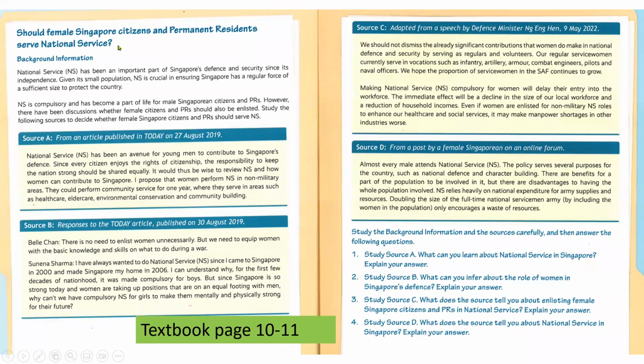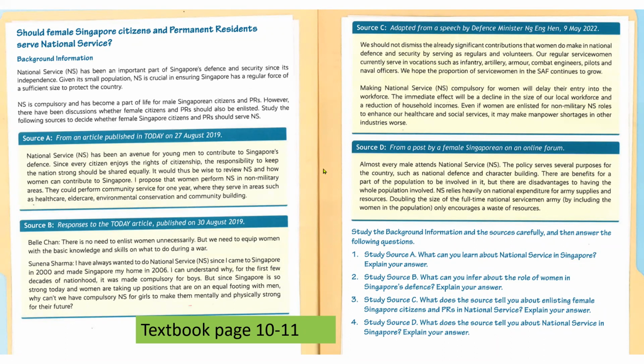There is an example of a source-based question, and you can see from the top here, this is what we call our big question, or our question that guides all the sources. Should female Singapore citizens and permanent residents serve national service? And it had signposts for you, the background information. So that means there's a reason why they give you this information and why it's compulsory to read it, so that you have an understanding when you look at source A, B, C, and D.